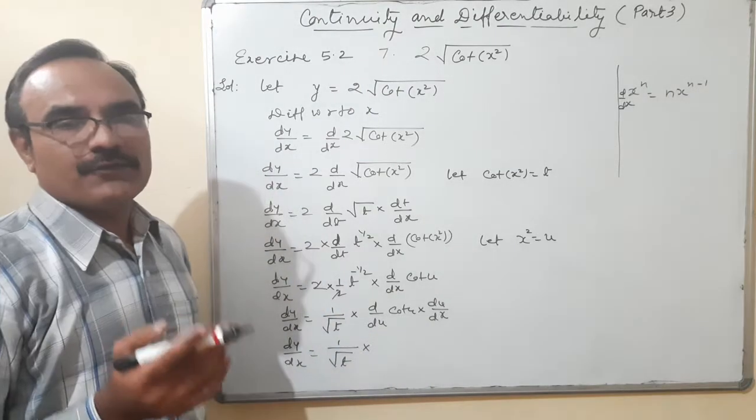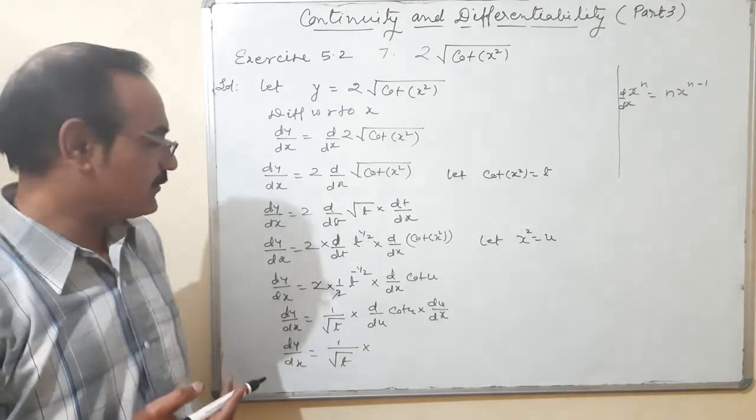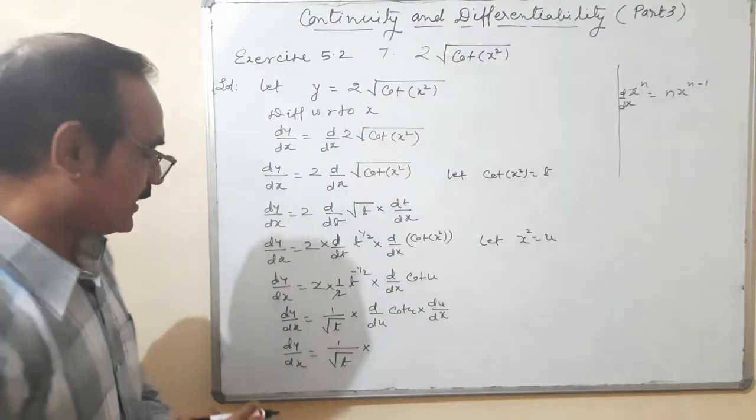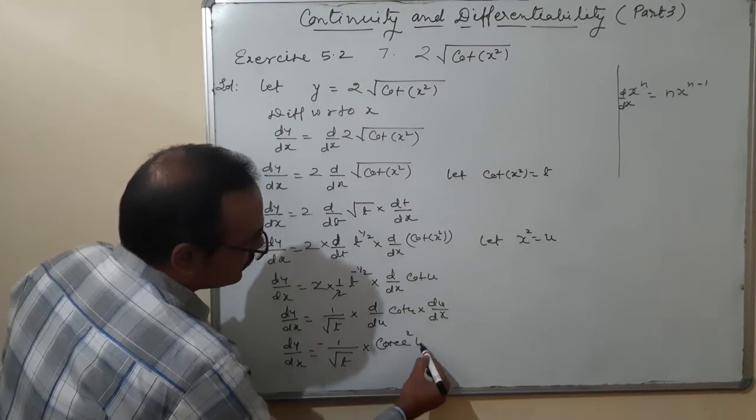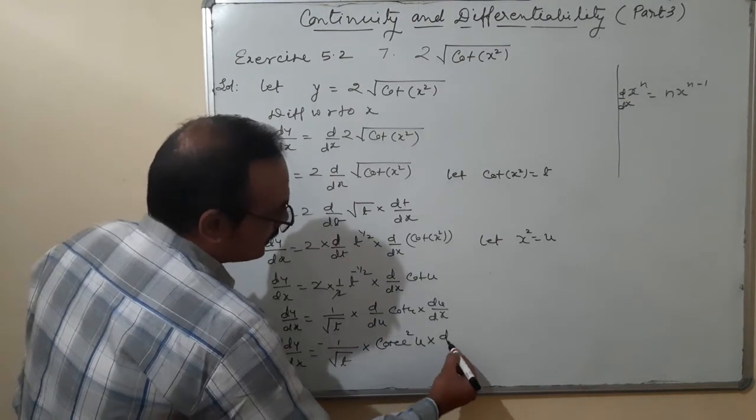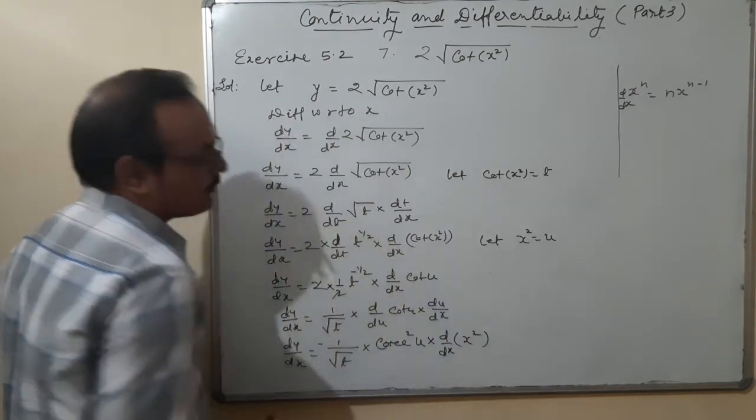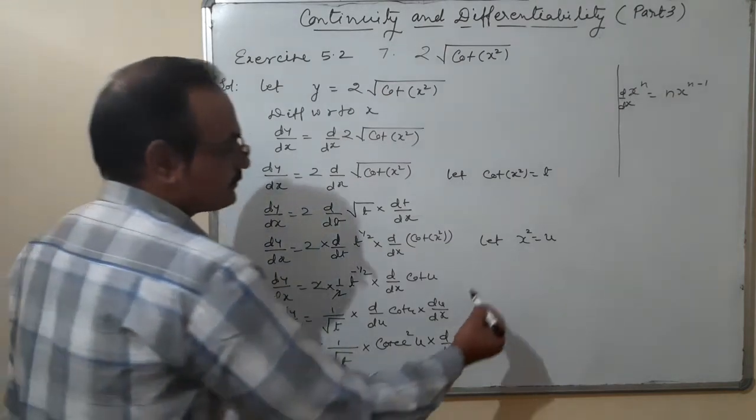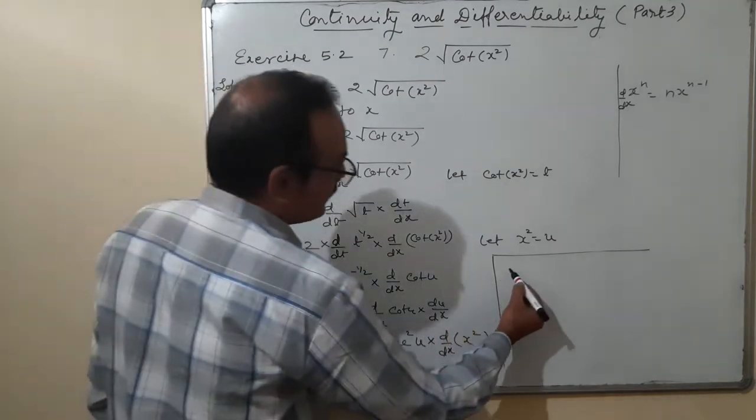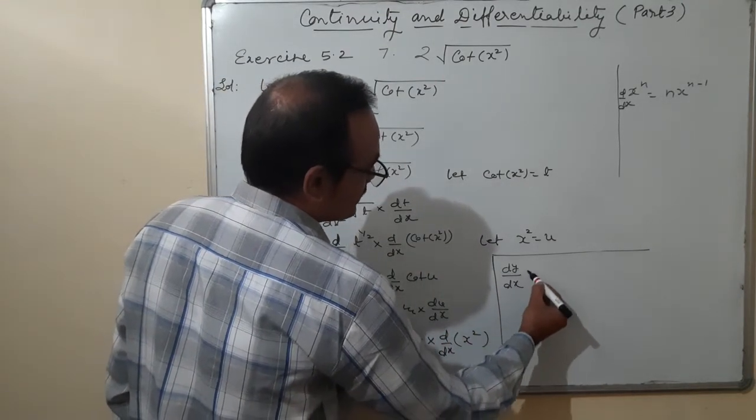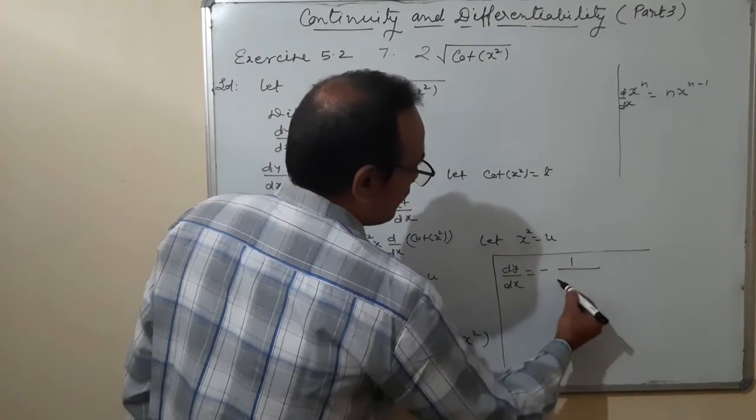dy by du. So the differentiation of cot x is minus cosec square x, like the differentiation of tan x is sec square x, differentiation of cot x is minus cosec square x. So I'll write here minus cosec square u into dy by dx, and the value of u is x square. Okay, after this step, minus sign dy by dx is equal to minus 1 upon under root t.